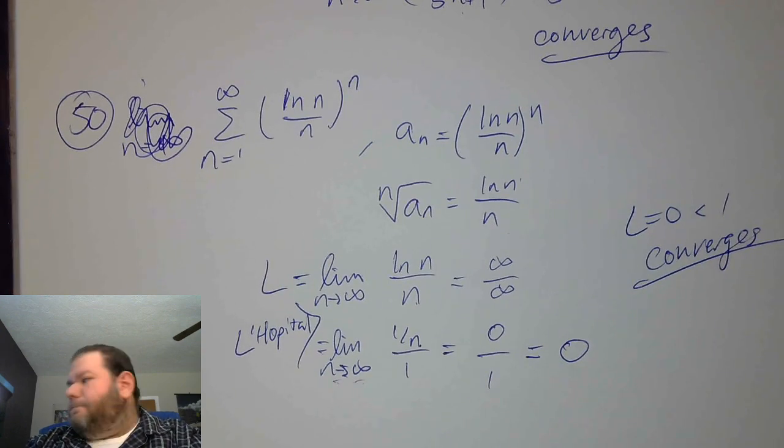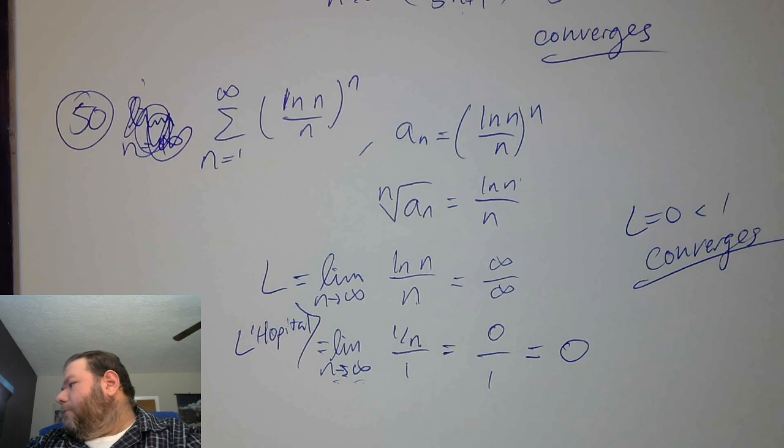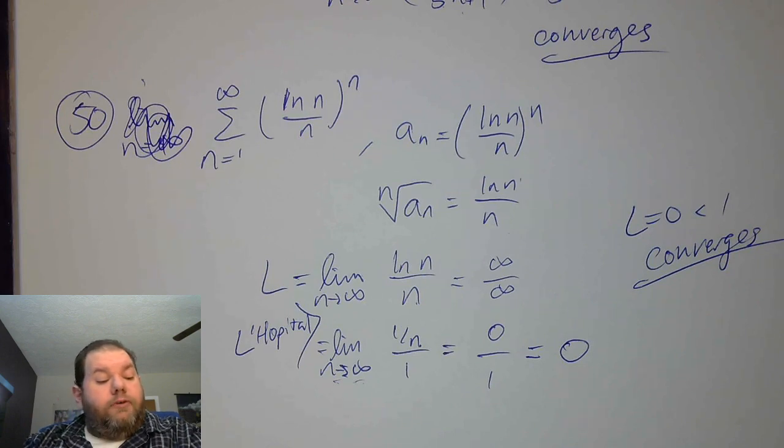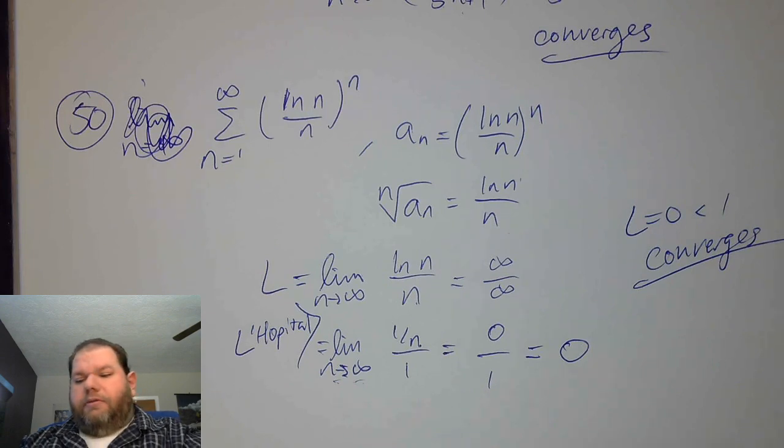So, most, if not all of the time, that we see something raised to the nth power, it's either going to be 1, a geometric series, or 2, if it's not geometric, then we can use the root test instead. And that's really nice to have.